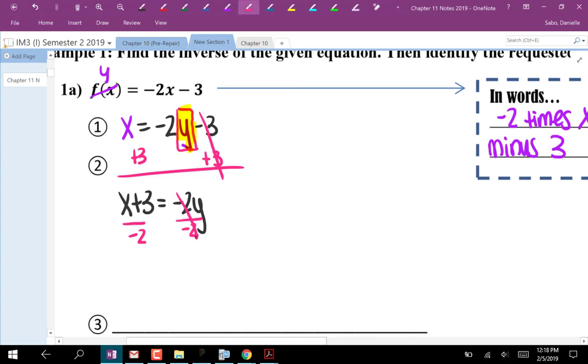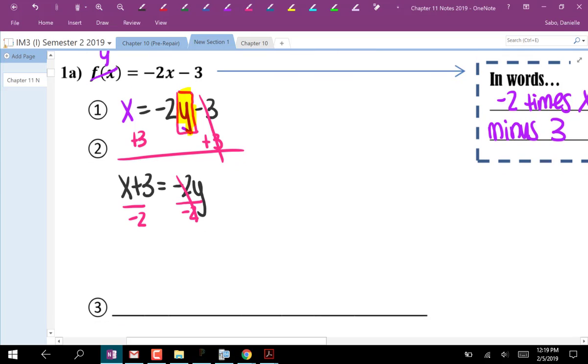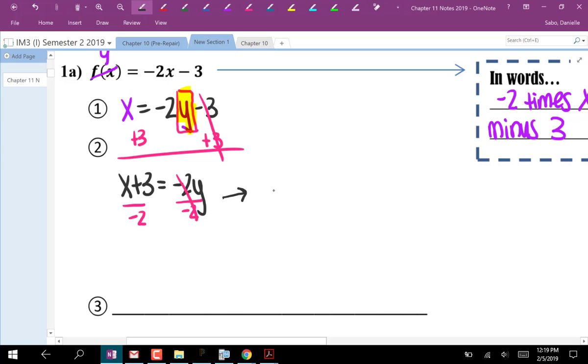Now again, you're not going to get an answer like y equals 4. You're going to get an actual function. So my final answer is going to be y is equal to x plus 3 all over negative 2. That's my answer. The goal was to find the inverse of the original problem.